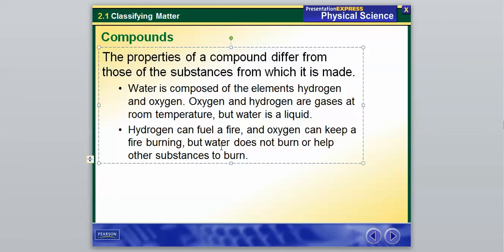Our next example is that hydrogen can fuel a fire and oxygen can keep a fire burning. However, water does not burn or help other substances to burn. On their own, hydrogen and oxygen are both very flammable. You put them together, they form water, and voila, they are actually the opposite of flammable. So we can put 2 or more elements together and their properties will change when they form a compound.